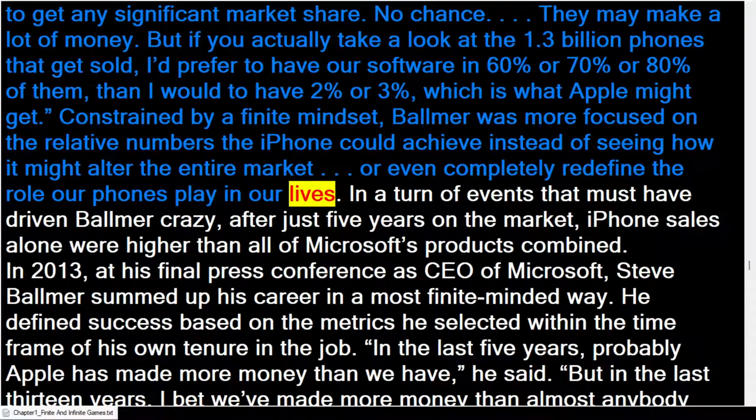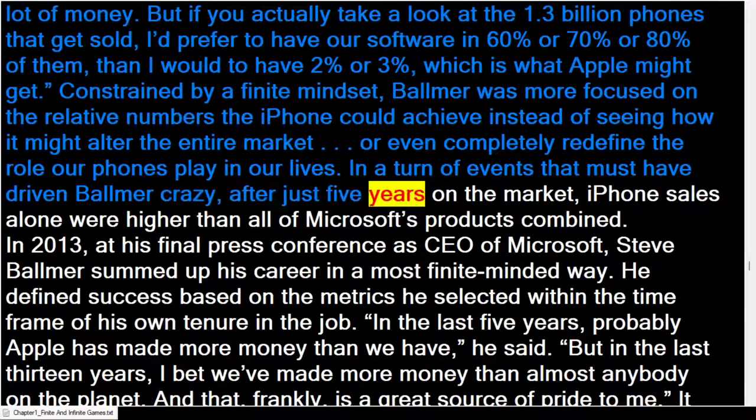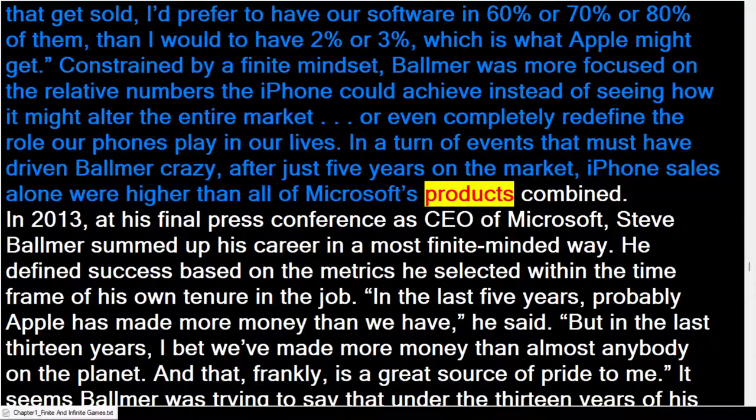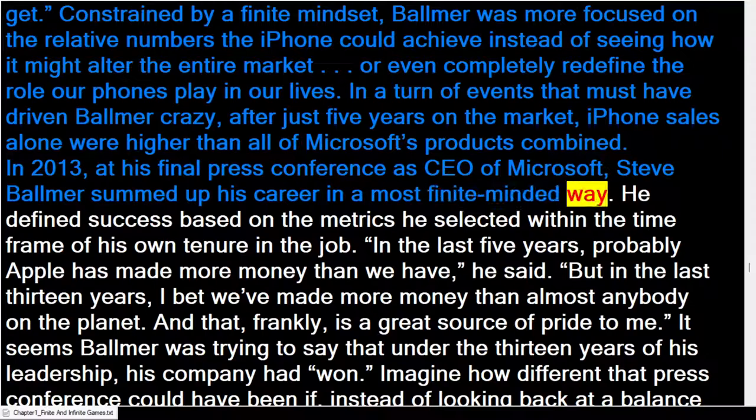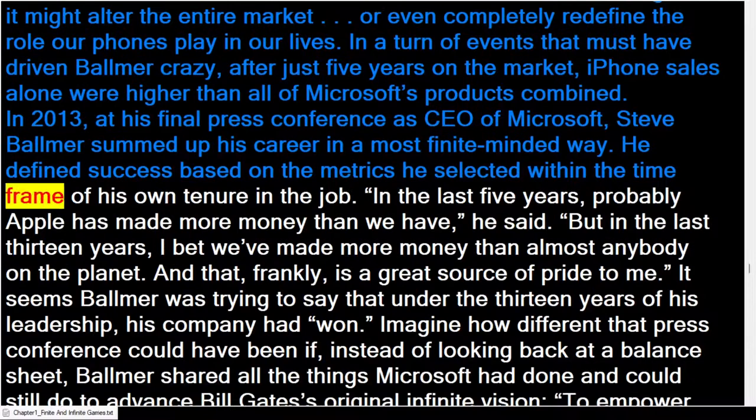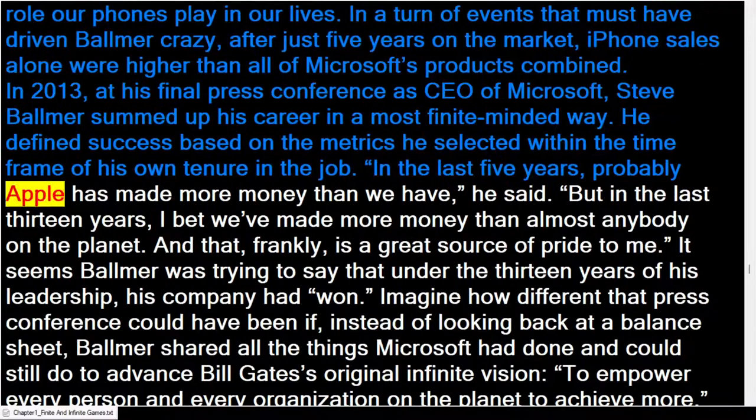In a turn of events that must have driven Ballmer crazy, after just 5 years on the market, iPhone sales alone were higher than all of Microsoft's products combined. In 2013, at his final press conference as CEO of Microsoft, Steve Ballmer summed up his career in a most finite-minded way. He defined success based on the metrics he selected within the time frame of his own tenure in the job. "In the last 5 years, probably, Apple has made more money than we have," he said.